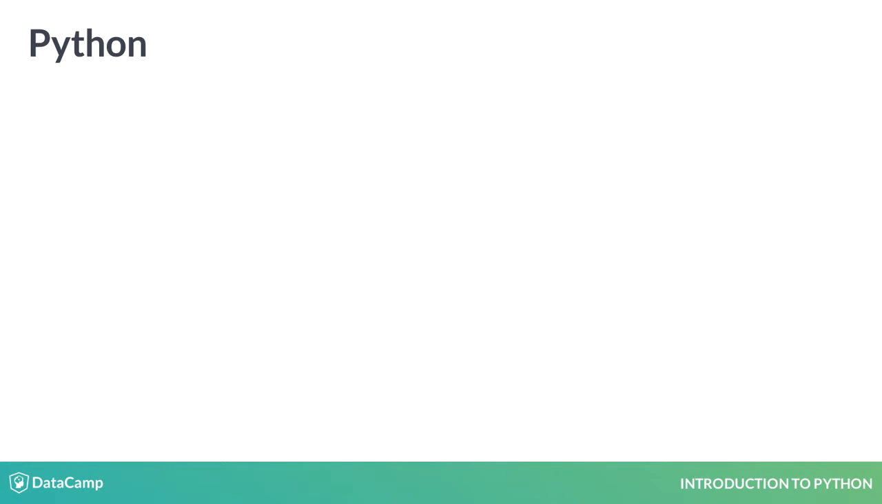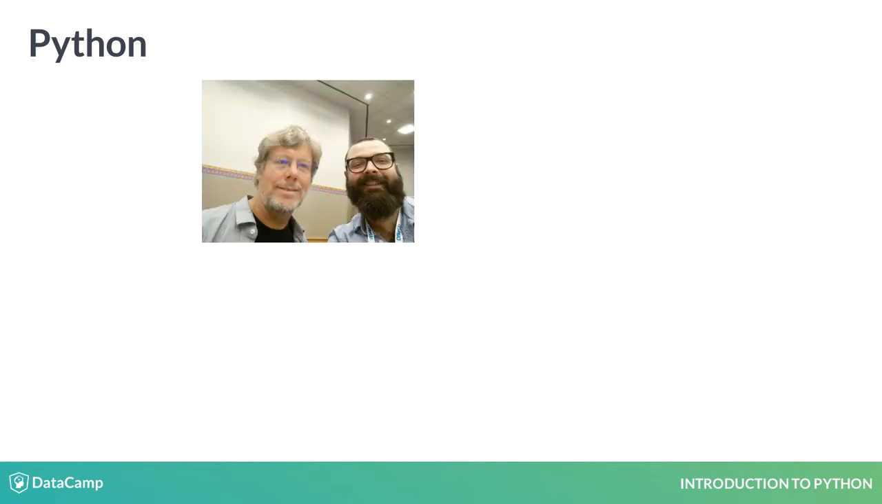Python was conceived by Guido van Rossum. Here you can see a photo of me with Guido. What started as a hobby project soon became a general purpose programming language. Nowadays, you can use Python to build practically any piece of software. But how did this happen?